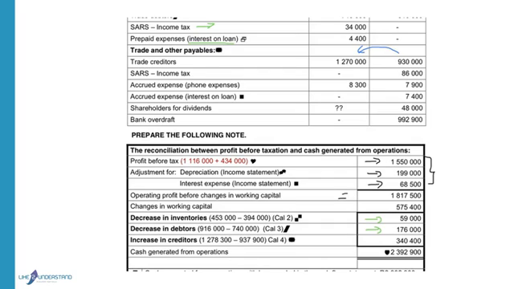SARS income tax will not be taken into account with creditors because it will be taken into account to show what is the outflow of income tax that was paid during the year.